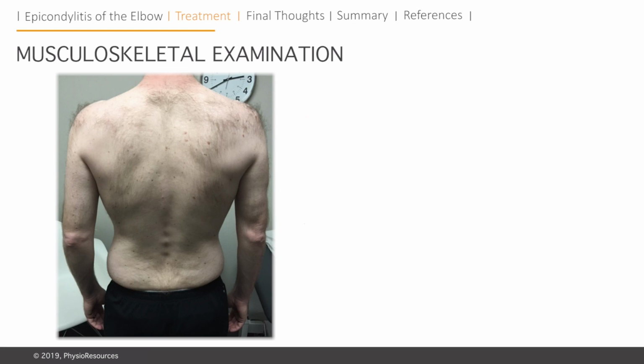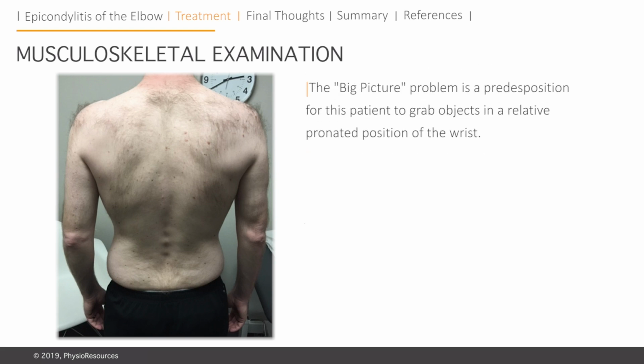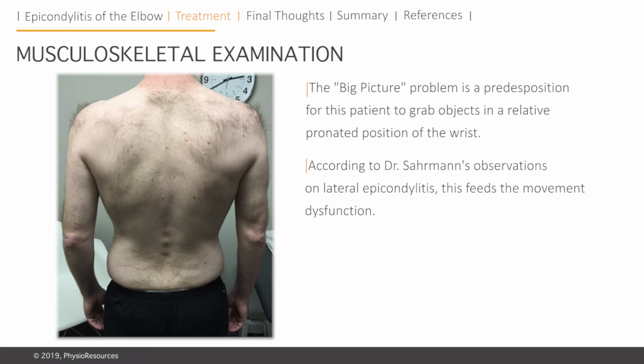So what is the big picture here? Because of the positioning of his right shoulder blade, this patient has a predisposition to grab objects with his palm facing down, which places a load on the wrist extensors. According to Dr. Sarman's observations on lateral epicondylitis, the shoulder blade positioning of this patient is probably feeding into the movement dysfunction down the kinetic chain.